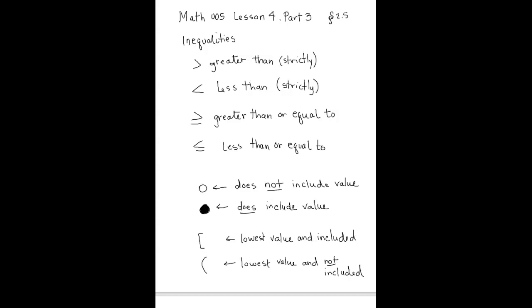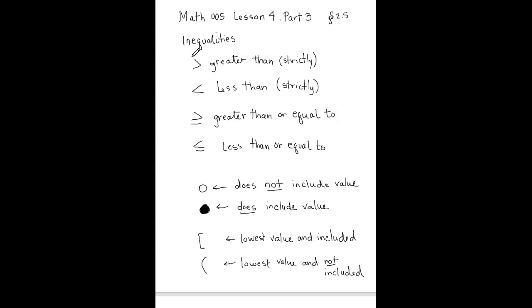All right, so to have something greater than, we have this sideways V opening to the left, and because there's no bar underneath that sideways V, we say it's strictly greater than. That means it does not include the value. So if you were to say x is greater than 5, you would not include 5. It's not equal to 5. It's strictly greater than 5.